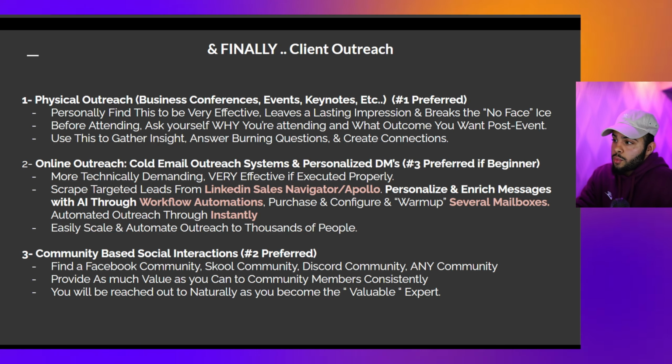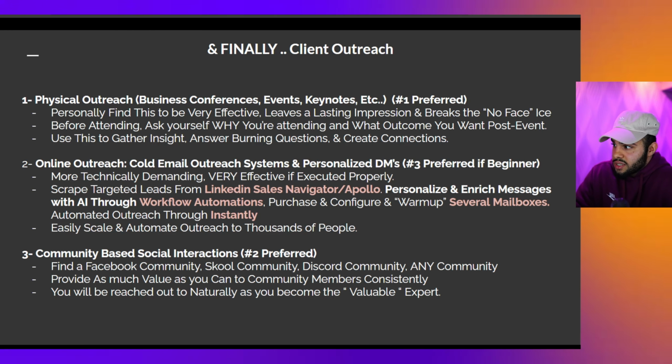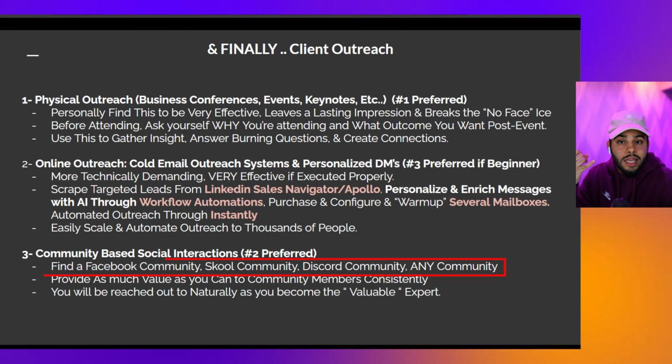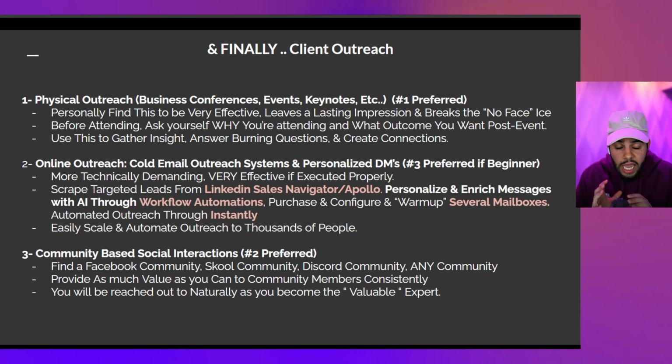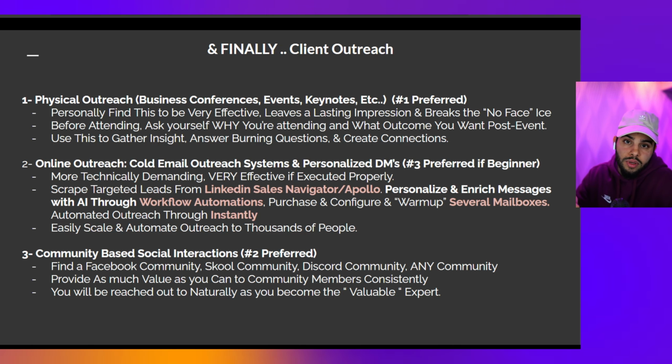And then the third one, which is community-based social interactions. This is about finding online communities, whether they're Facebook groups, Discord, Slack communities, Reddit forums, searching online, literally any sort of community gathering where you can go in there and engage with the people in the community, talk to them as a whole, and be able to post.